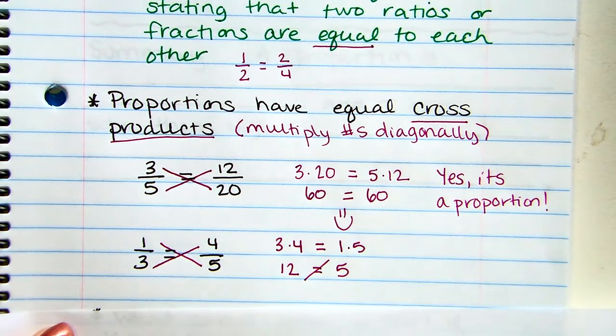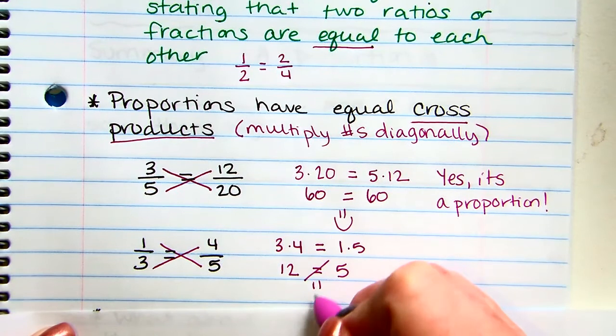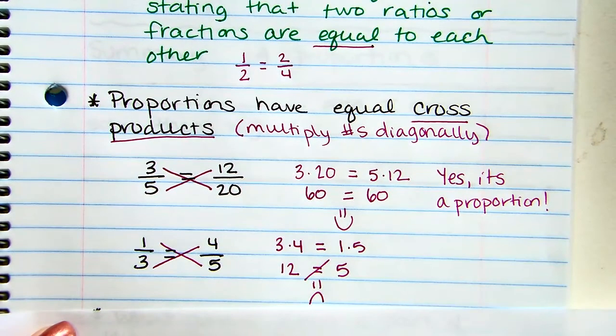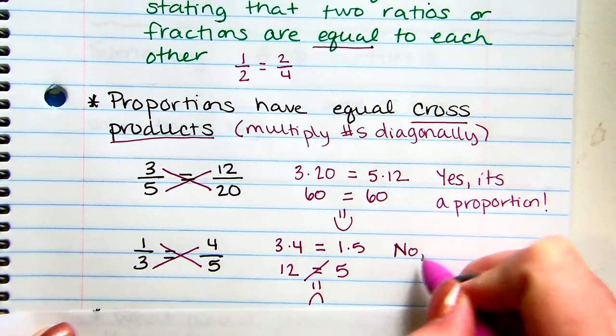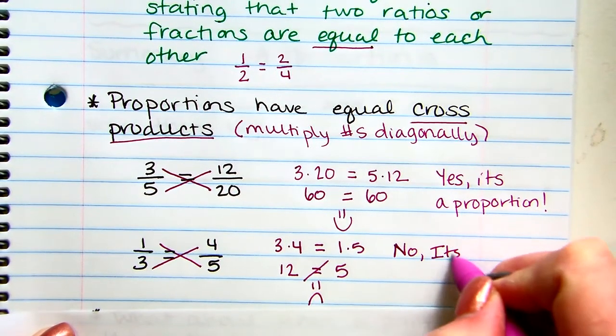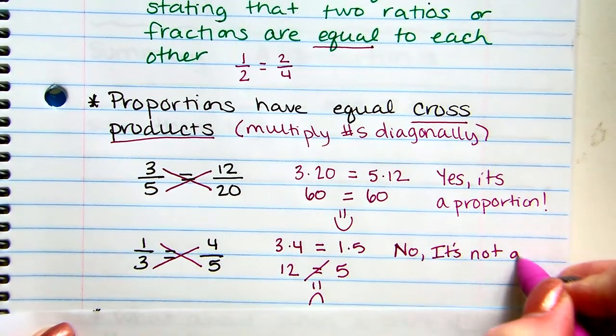So because it's not equal, I'm going to put a slash through my equal sign. That means 12 is not equal to 5. And in this case, we're going to get an unhappy face, and we're going to write, no, it's not a proportion.